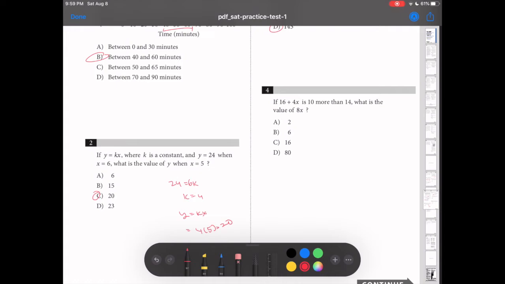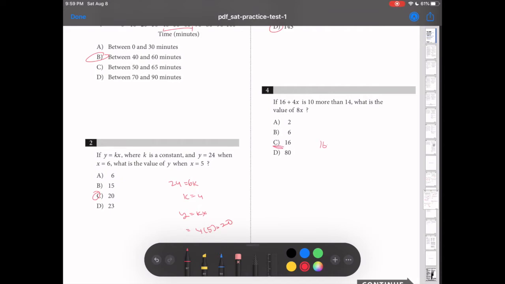Number 4, words. Now you have to take the words they gave us and turn out an equation. This is the bad part of the SAT. They can't keep math to math, writing to writing. They have to match them together for whatever reason. So after writing an equation, we should be able to get the answer of C, of 16.